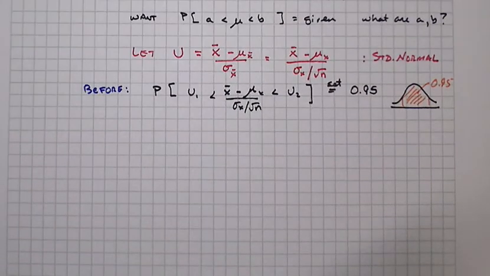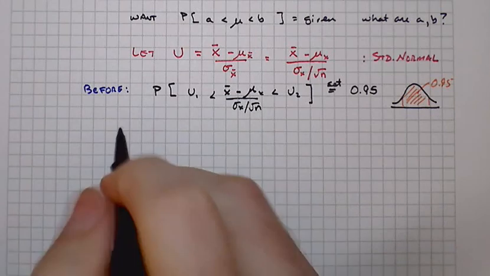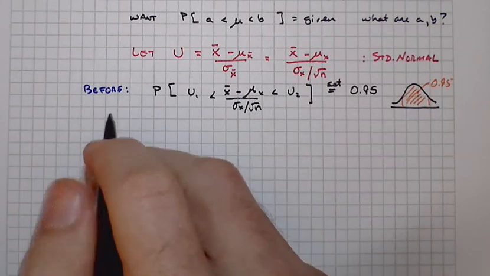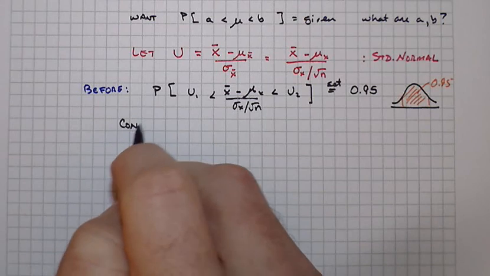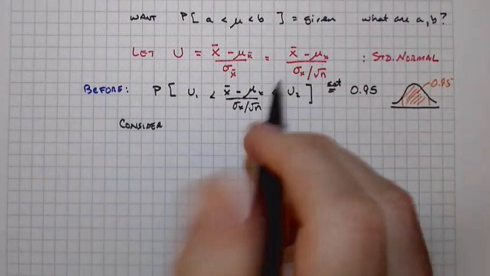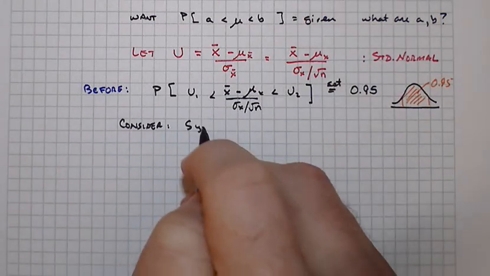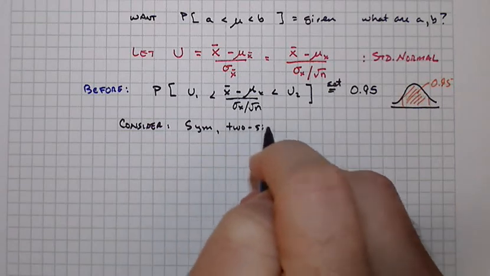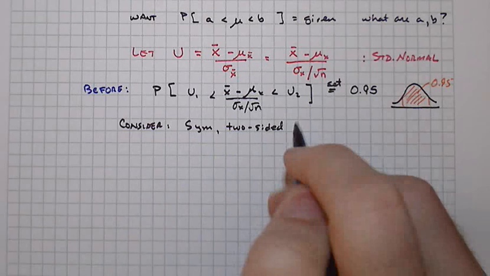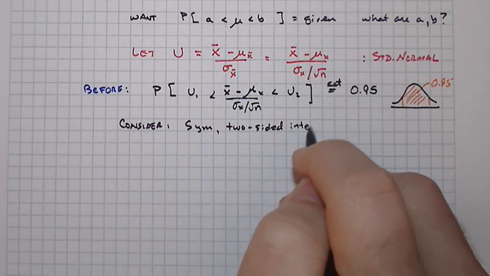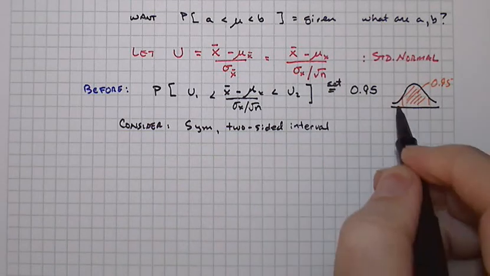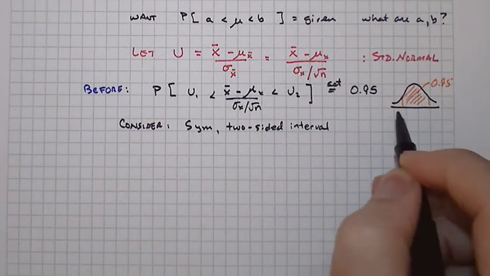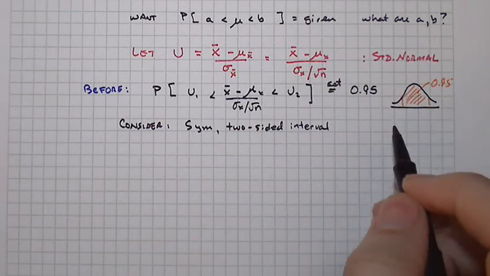And again, this before view here, we're considering that we have a symmetric distribution. It's a two-sided interval that we're going to end up with. Two-sided because we've got tails that are equal on either side. They don't have to be, but they commonly are.